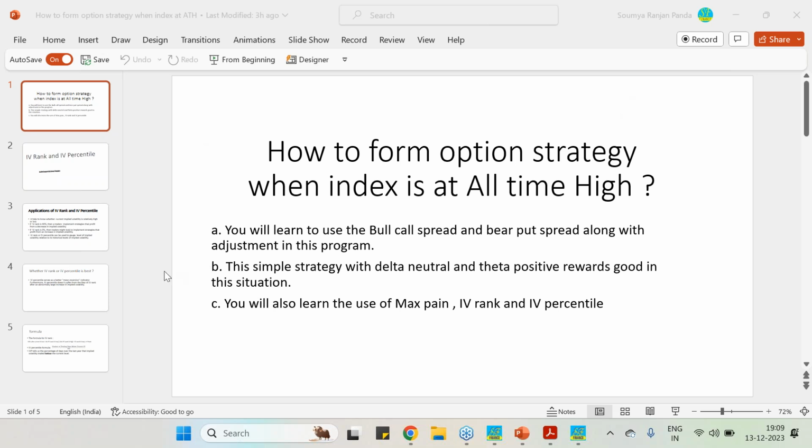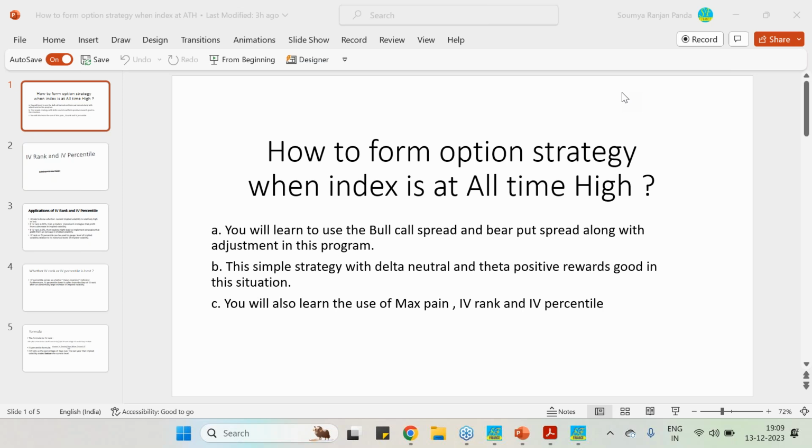But at the same time, 99% of traders don't look at that parameter. 99%. Yes, many don't even know about it. That is a fact. So before going into the topic, I will tell you what IV rank and IV percentile are.